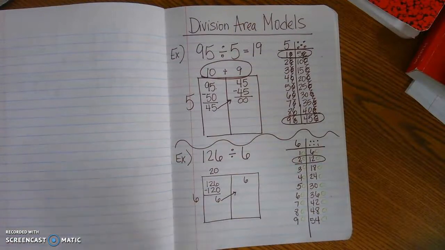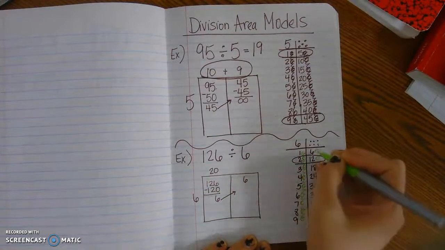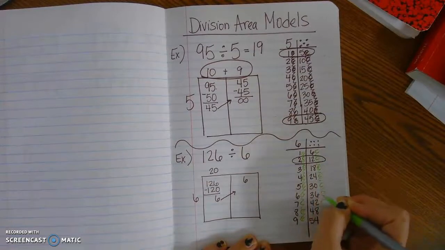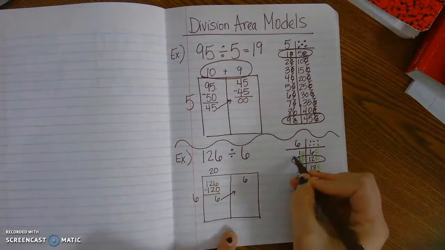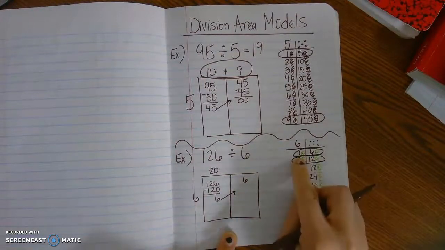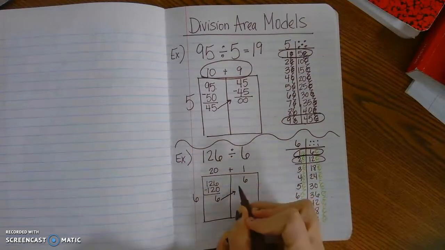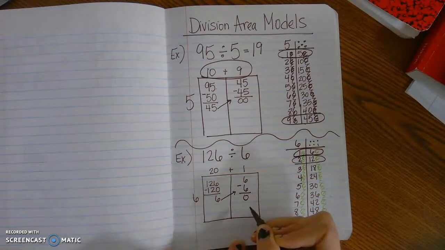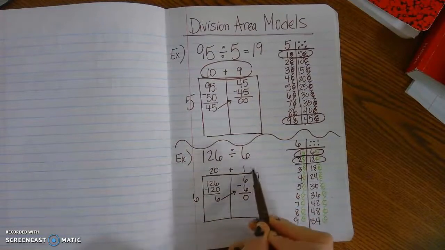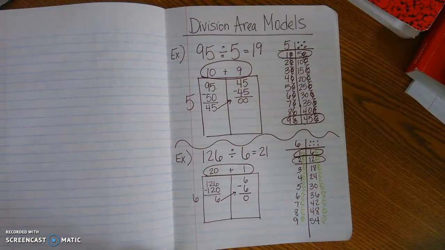Nothing on my chart is anywhere close to that, so I'm going to mark off those zeros. All right, and now I'm ready to look for something close to 6. And I have exactly 6 right here. So my plus 1 more goes there, right on the top, and then I subtract the 6. And I get left with nothing, which means I do not have a remainder. To find my answer, I take the 2 on top and add them together and get 21. So 126 divided by 6 equals 21.